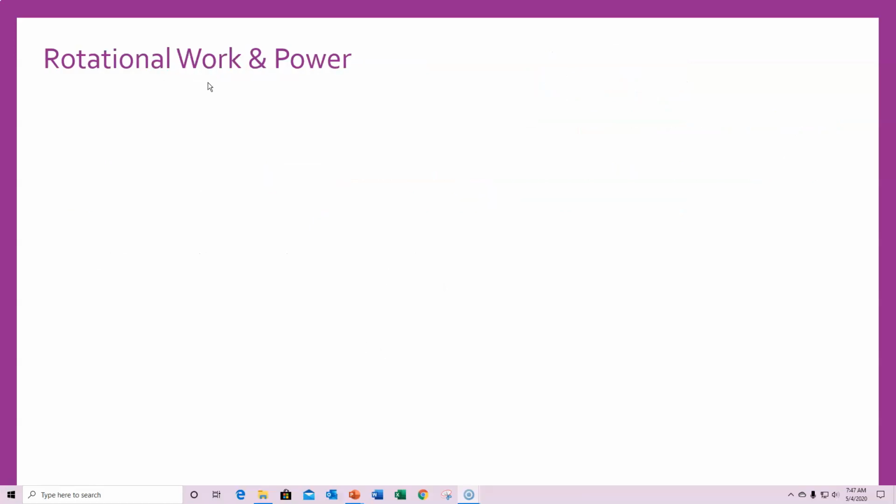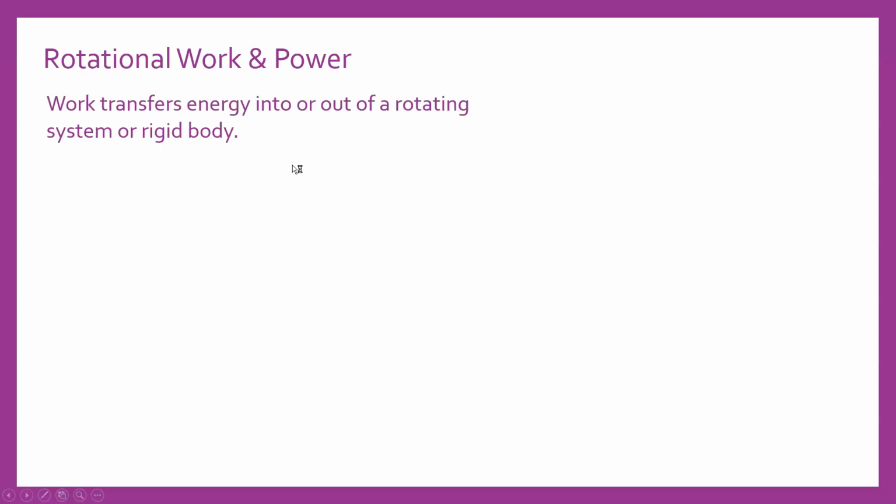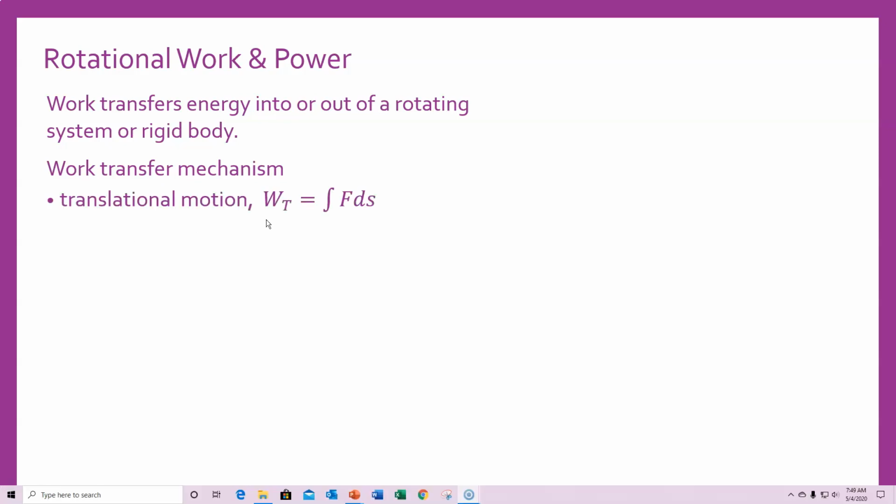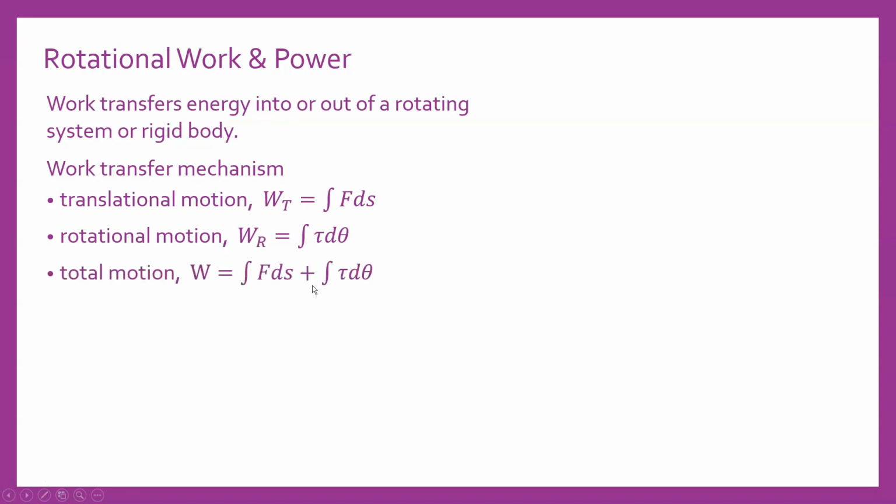Moving on, let's look at work and power in rotational motion. First of all, we know work is a transfer mechanism that transfers energy into or out of a rotating system or rigid body. Let's take a closer look at that mechanism. For translational motion, work is equal to the force multiplied by the displacement parallel to the force, and for rotational motion, the work is equal to the torque multiplied by the angular displacement. And the total work is just the sum of those two quantities.